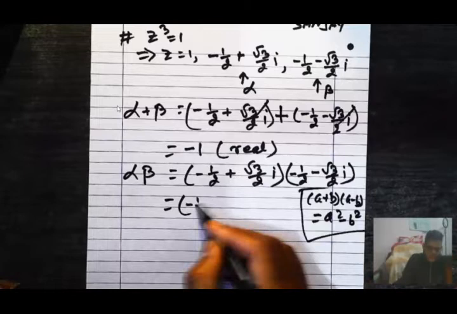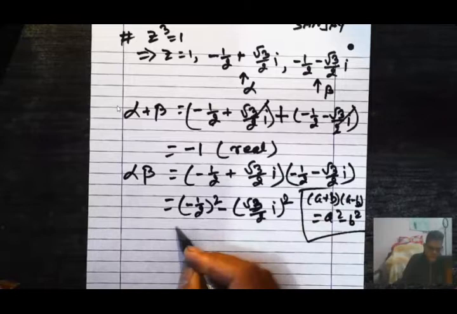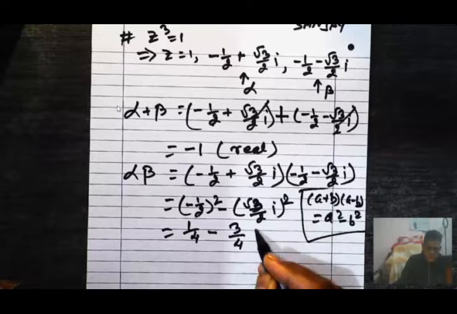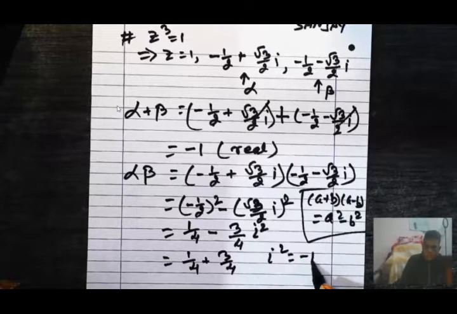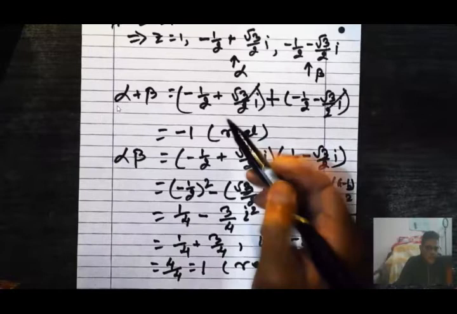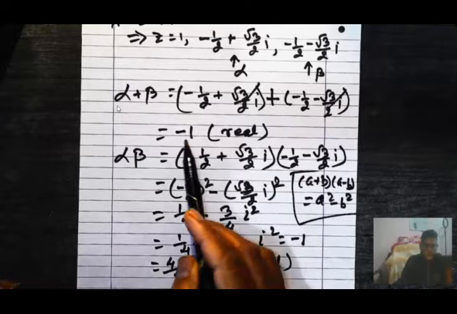By using this formula, this is minus root 3 by 2 i square. So definitely this is 1 by 4, and this is minus the square of root 3, which is 3, and the square of 2 is 4, and then it is i square. So 1 by 4 plus 3 by 4, because i square equals minus 1, and then this is 4 by 4, which is 1. So this is again a real number. So when you add the complex cube roots of unity, the value is negative 1, and when you multiply them, the value is positive 1.